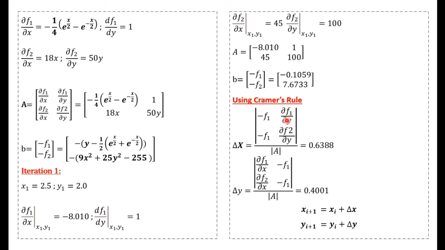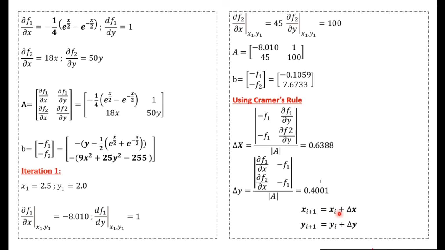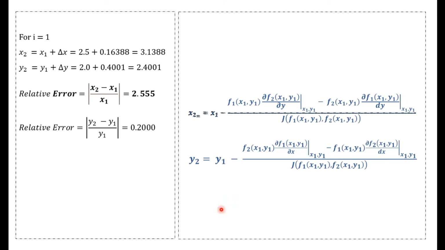After substituting all these values in the matrix and after simplification, we get del x equal to this one and del y equal to this one. So what is the next step? After calculating the values of step 2, the unknowns by using the Cramer rule, the third step is applying Newton's method. We apply Newton's method for finding the new estimated solution.